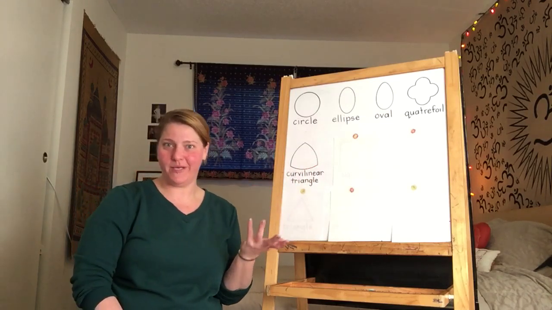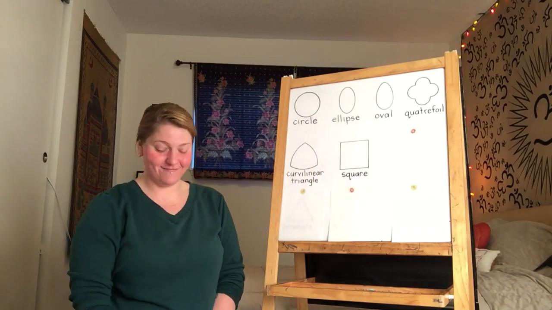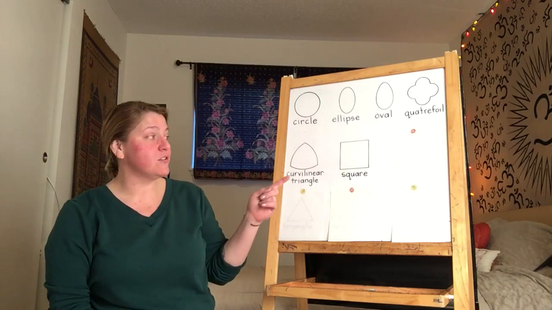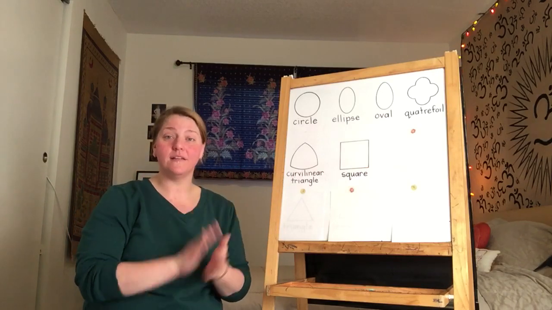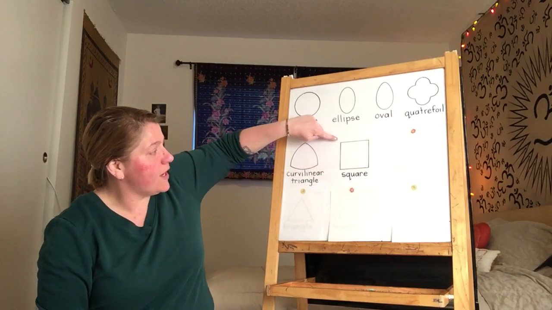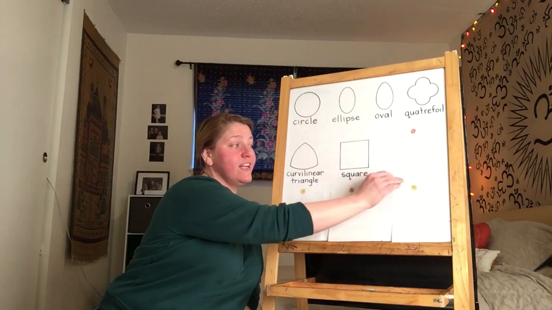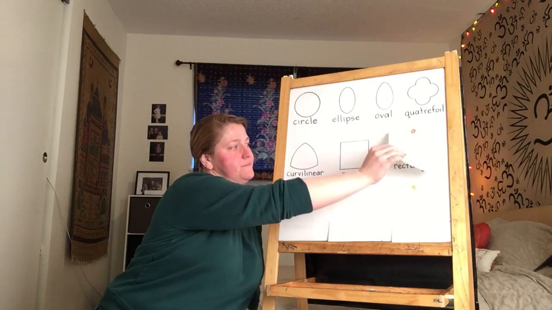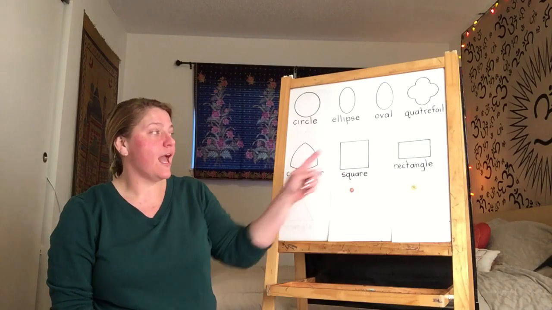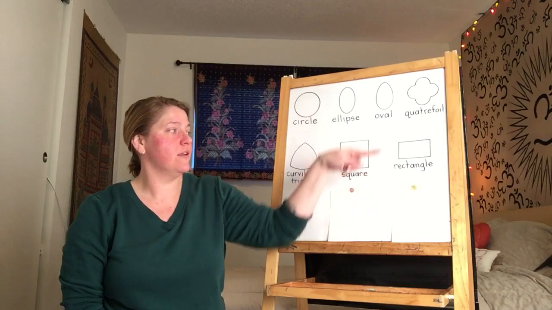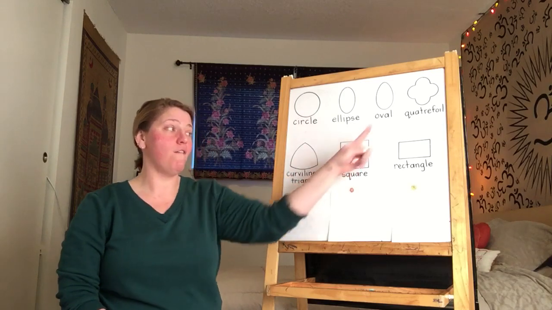Now our next shape is a pretty simple one. It's a square. Now a square is a special shape because it has four sides, but they're all the same length. So each side of a square is the same length. Now our next shape looks a lot like a square, but it isn't. It is a rectangle. Now a rectangle has two sides that are the same length, and then another two sides that are the same length. But not all four are the same.